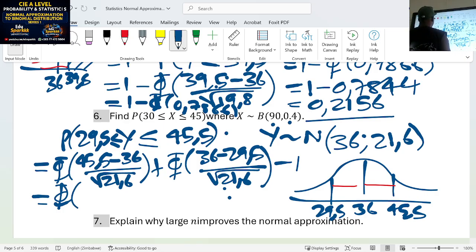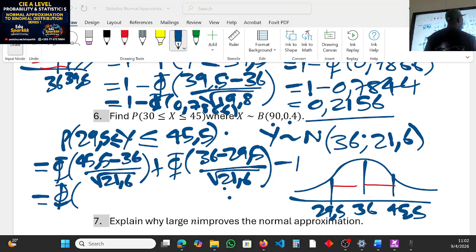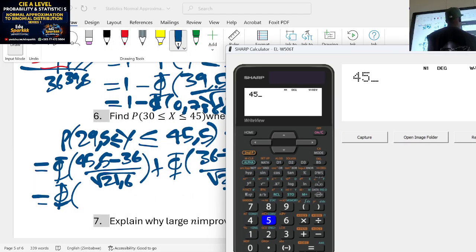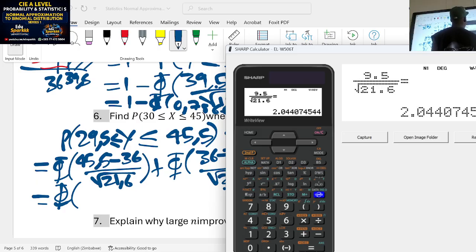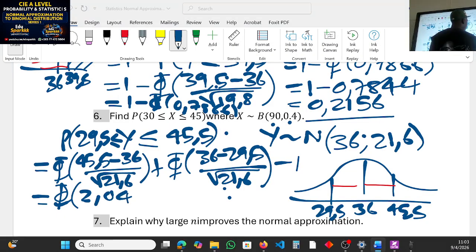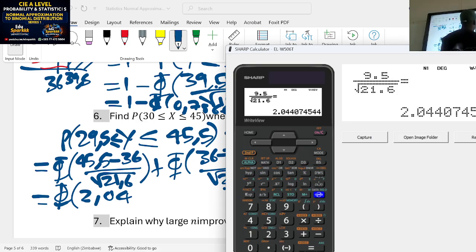I saw that here it was 9.5, but I'll just redo the calculation. If I say 45.5 minus 36, it gives me 9.5. So I'm going to bring the fraction, 9.5 divided by root of 21.6, and then I bring the equality. In decimal, it gives me 2.044.